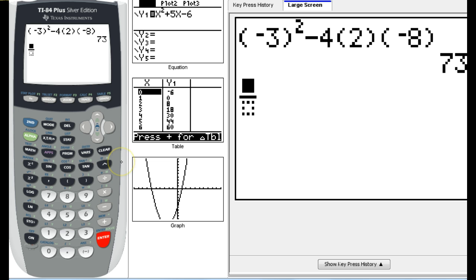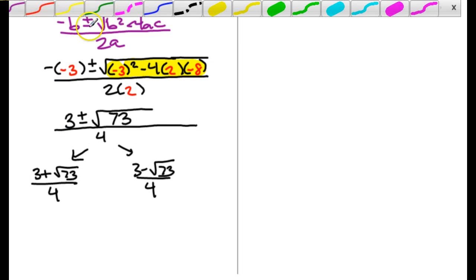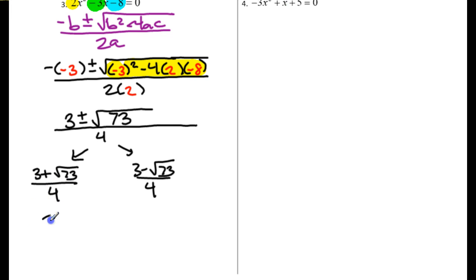Now I don't have my paper up, but look back at your paper. The top just says 3 plus square root of 73. Right? That's what the top is cleaned up to. Done with the top, go to the bottom. The bottom was just 4. Hit enter. So this answer is 2.886 long decimal. Let's just round it to the first decimal. So this 8 will make this 8 round up. So the first answer will be 2.9. Okay? So let's come back here and write that down. So this equals 2.9. Okay?